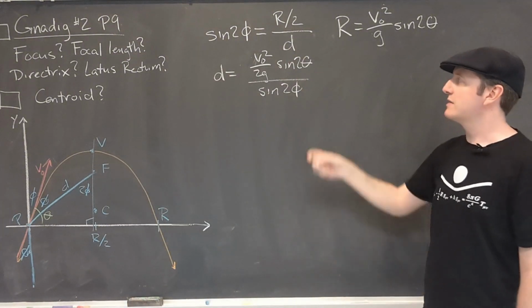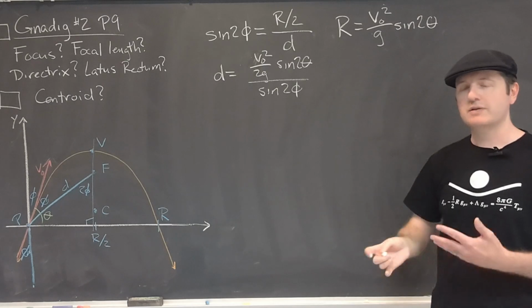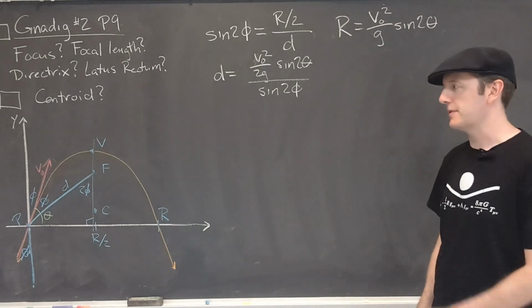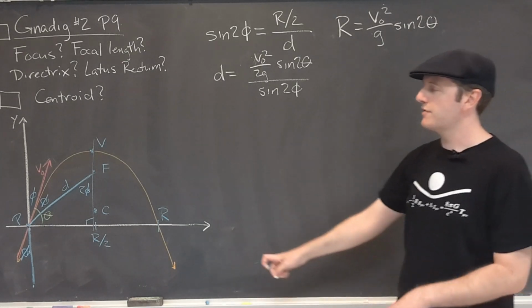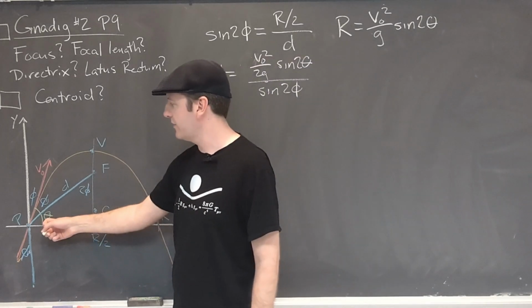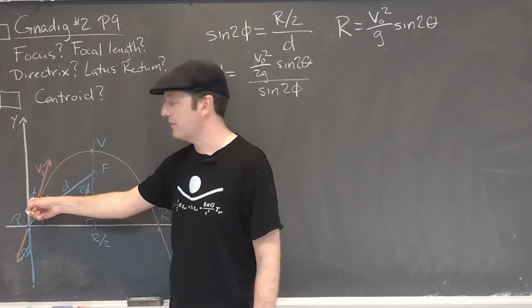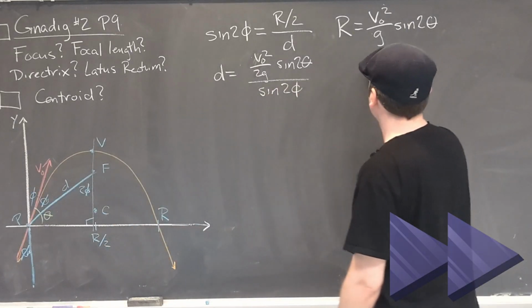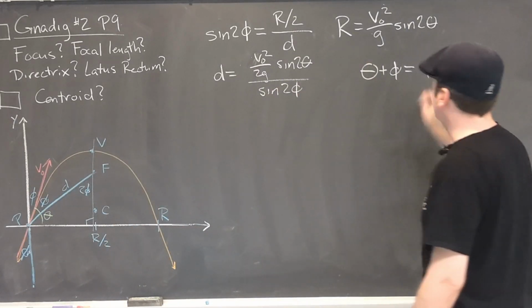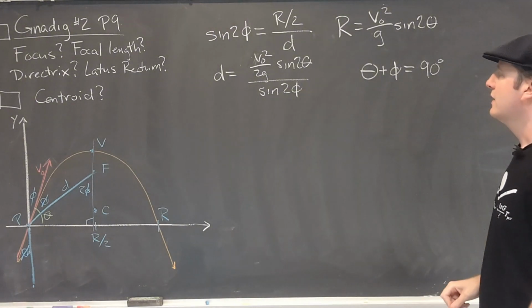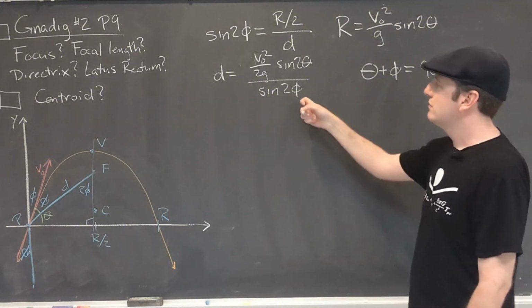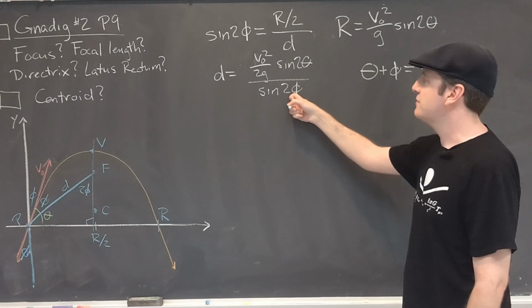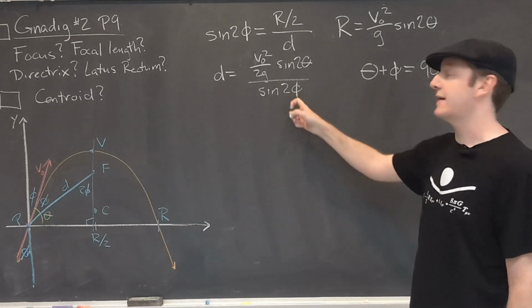It would be nice if we could simplify this more by interjecting a little bit of information about these angles. Notice from our diagram that the green angle theta, the launch angle, and the blue angle phi are complementary to each other. They do add up to 90. I'll write things in degrees for now. Okay, well, let's try replacing this phi with 90 minus theta and see what happens in that sine.